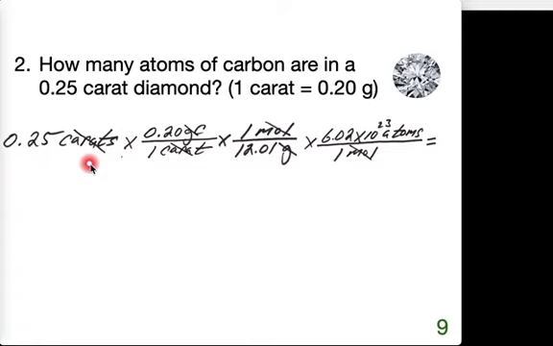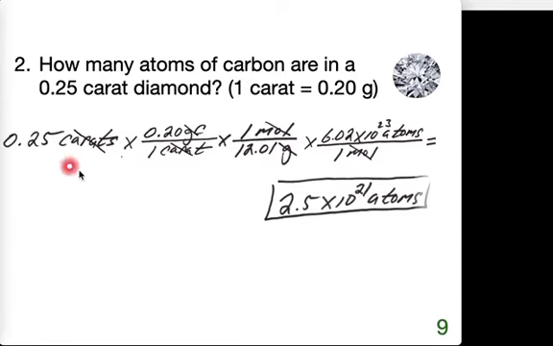Okay, now when you type this into your calculator, and you can pause the video and give it a shot, it would be 0.25 times 0.20 divided by 12.01 times 6.02 EE23. And for this one, we need to round our answer to 2 significant figures. So it would be 2.5 times 10 to the 21 atoms. Now don't forget that unit. And every number, notice, has a unit on it.